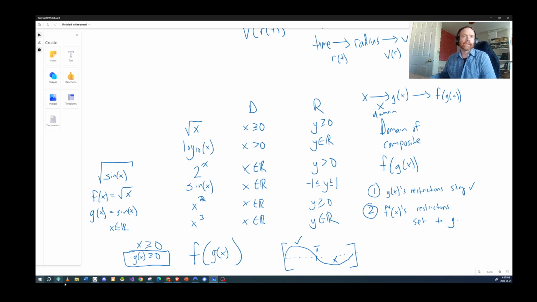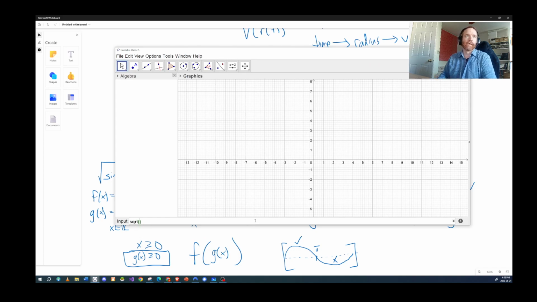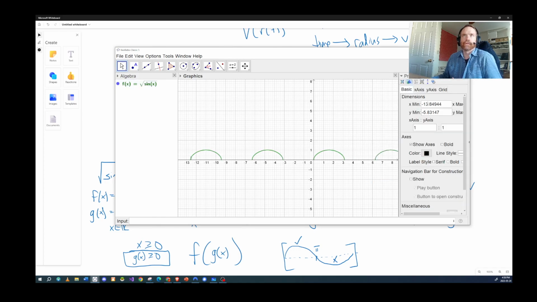Okay, so let's see what this looks like as an example if we draw it. I'm going to draw the square root of sine x. Now, interestingly, the graph, we'll just switch it to radians quickly just so you can see.